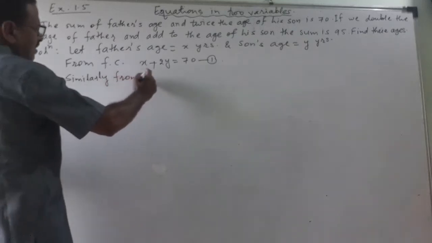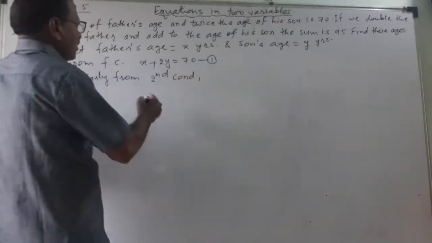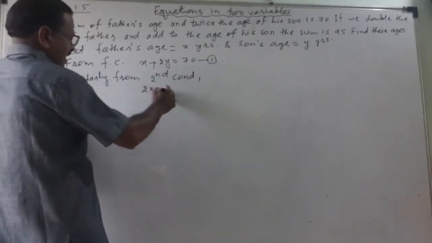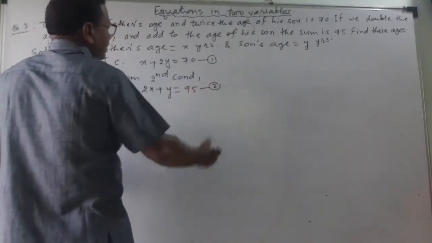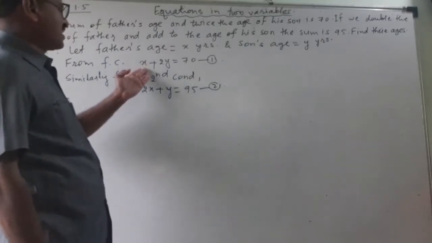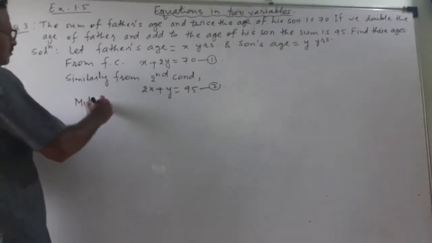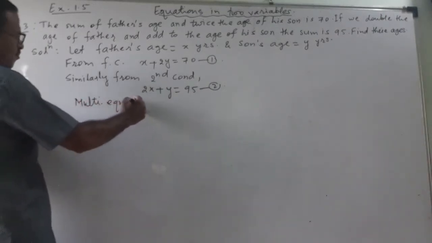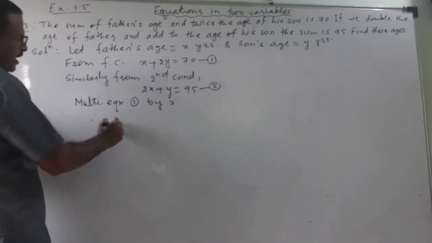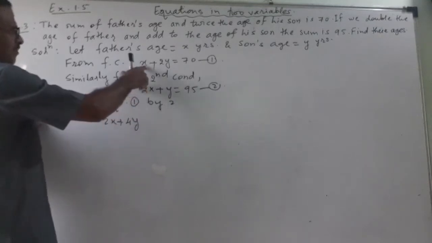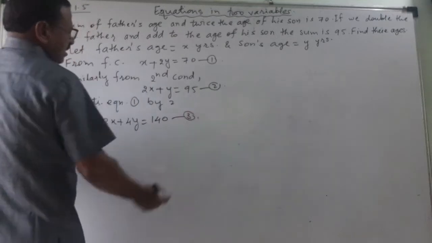From the second condition, similarly, double the age of father and add to the son's age, that is 95. This is number 2. Now equate the coefficients: make this double and subtract from this. Multiply equation 1 by 2. Therefore, 2x plus 4y is equal to 140. This is equation number 3.